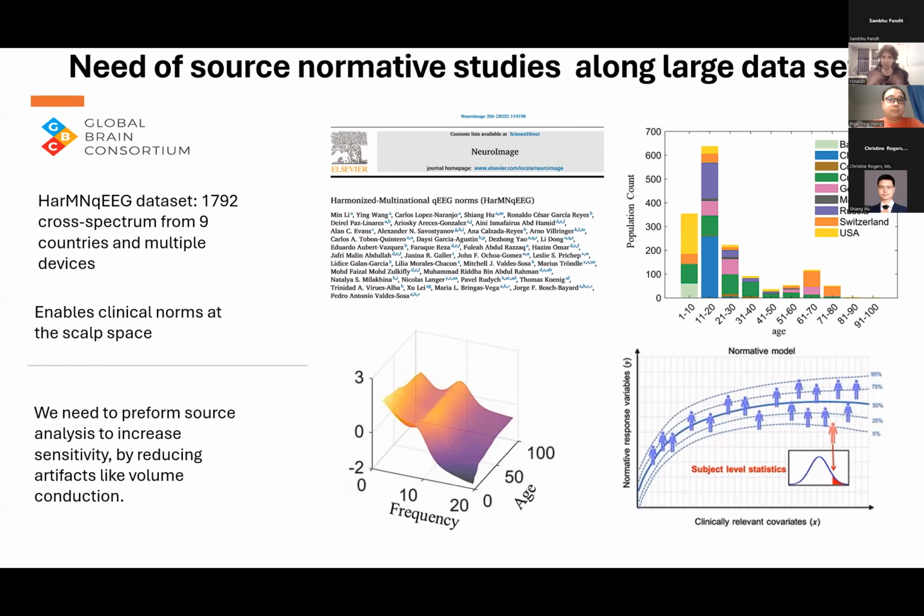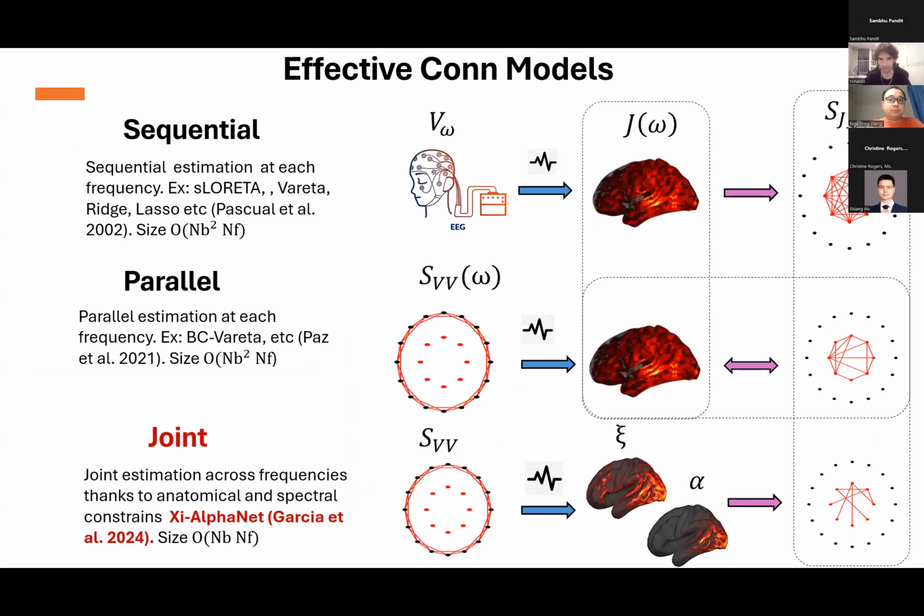But as we know from the literature, say Pedro, Freeman, even Babiloni that is in here, the analysis of the cross spectra in the scalp is plagued by different kinds of artifacts. You can mention in here volume conduction effects and spurious connections, this is a fake type of connection. So we need to move to source analysis and perform effective connectivity models in the source space to reduce these kinds of artifacts.